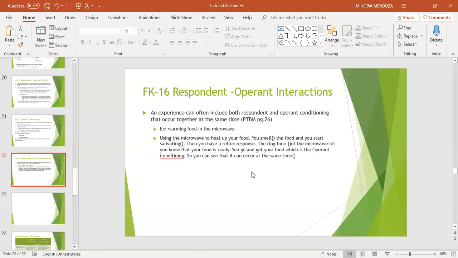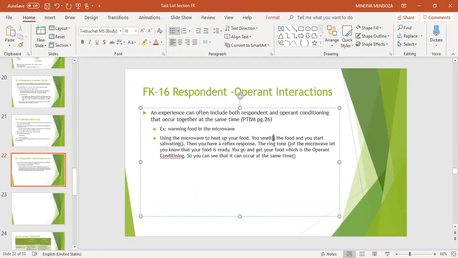The first one, salivating, should be the unconditioned response. So I guess the smell should be the unconditioned stimulus, the US. Okay. Salivating here is the unconditioned response, right? Yeah. Then you have a reflex response. The ringtone here, that's the neutral stimulus.